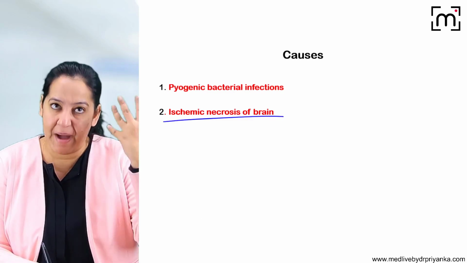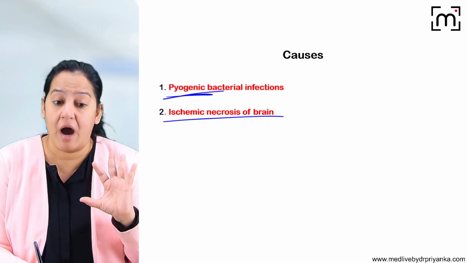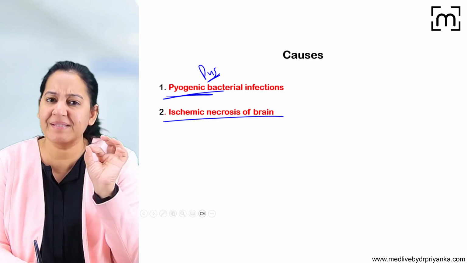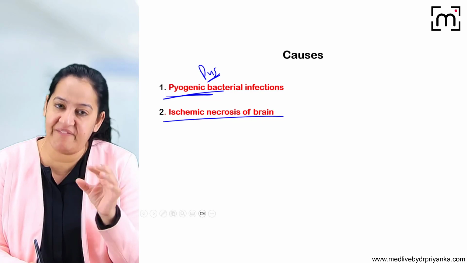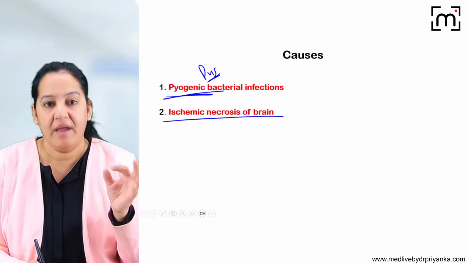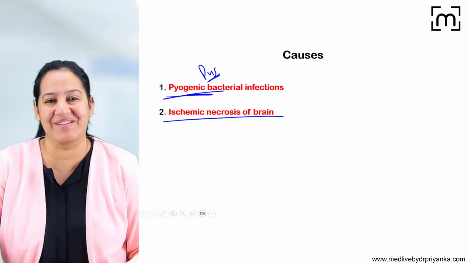And if there is any pyogenic infection in any organ, what is pyogenic infection? Pyogenic bacterial infections are infections in which pus is formed. You know, pus is a liquid, a semi-fluid. So whenever there is pus in the human body, anywhere, due to pyogenic bacterial infection, it is due to liquefactive necrosis. So that is the causes here.